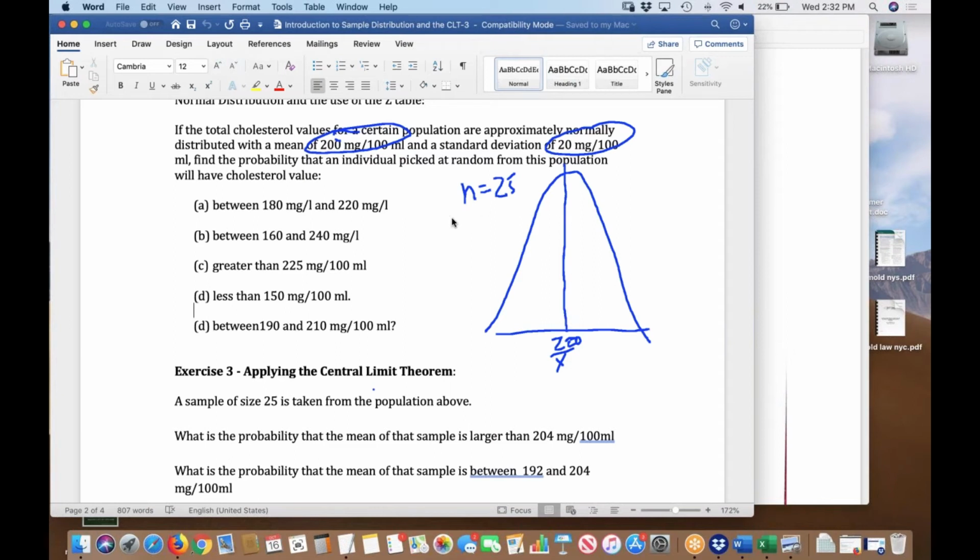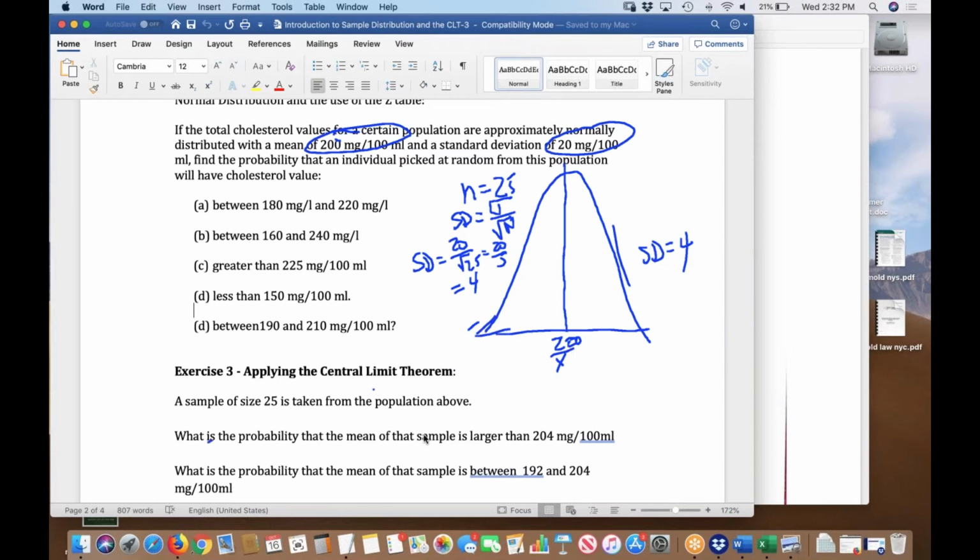But the variability, the standard deviation of this new distribution, made up of only the averages from samples of size 25 from that population, is going to be equal to the standard deviation of the population divided by the square root of the sample size. In this case, that's 20 divided by the square root of 25, or 20 over 5. It's going to be equal to 4. So now we know the standard deviation is equal to 4.